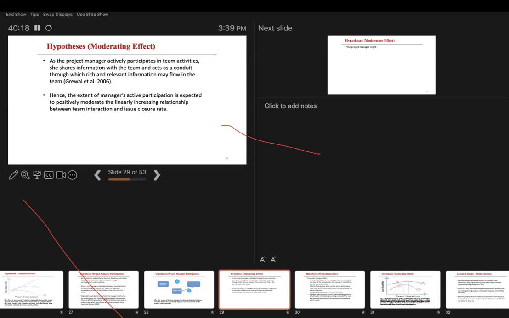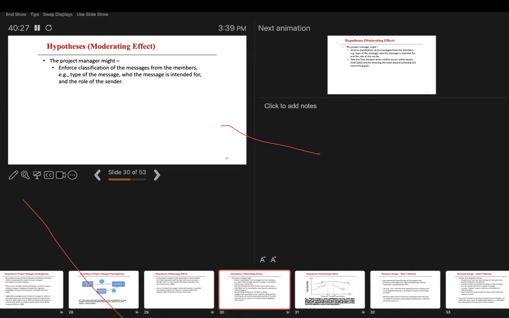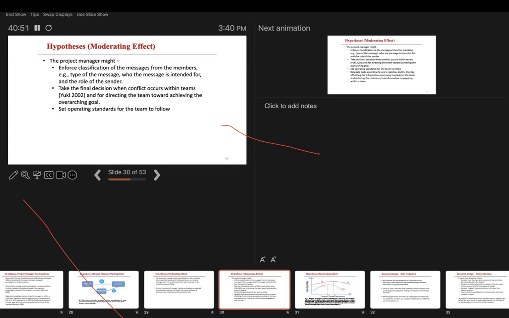Right. So the extent of project managers' active participation is then expected to positively moderate this relationship and improve the issue closure rate. They can enforce classification of the messages, which one goes where, what kind of message it is, what they are trying to do in this particular activity, the type of message, who this message is intended for, and the role of the sender. They could classify them. And that could be one activity that they could be doing through this active participation. They can take the final decision when conflict is arising between team members. That could be another thing which project managers could do as part of the active participation.